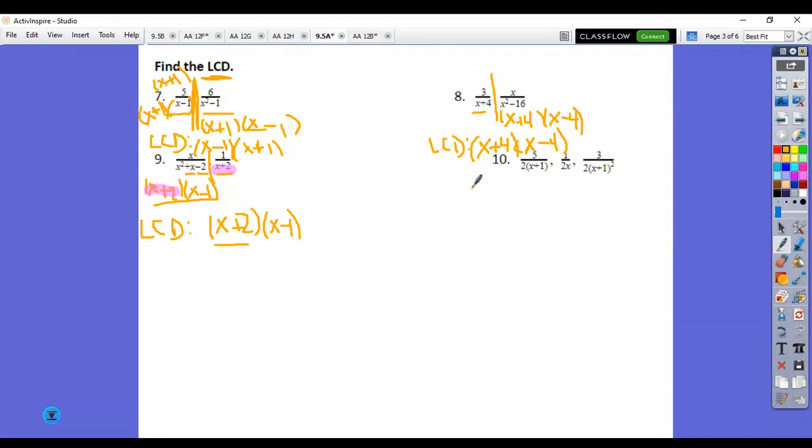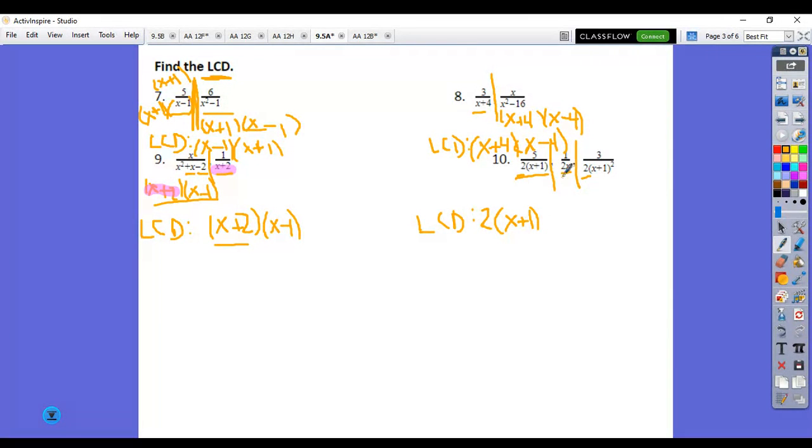Now, in number 10, it's all been factored. So the only thing I need to do now is list my least common denominator. Now notice they all have a 2. Okay, we'll write down all of the first denominator, 2x plus 1. When I jump to my next denominator, think of all these as separate pieces.